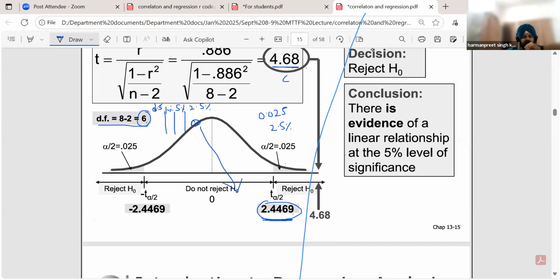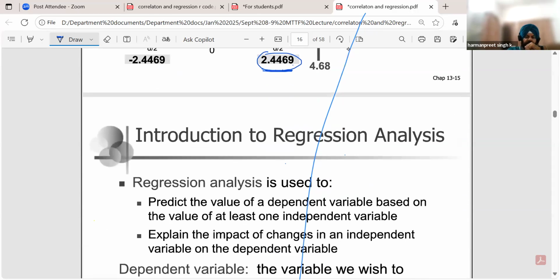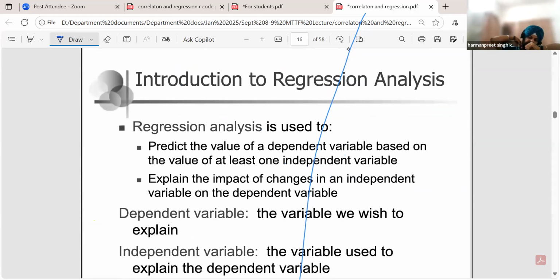And now we have to compare this 2.4469 with 4.68. So 4.68 is clearly greater than 2.4469. So our value of 4.68 lies in the rejection region, right? If it lies in the rejection region, it means that we have to reject the null hypothesis that no significant correlation exists. So it means there is a strong correlation between these two variables.